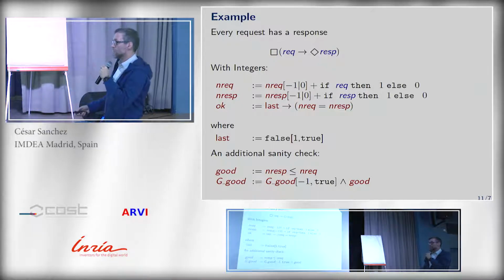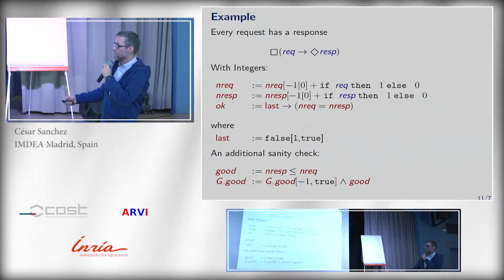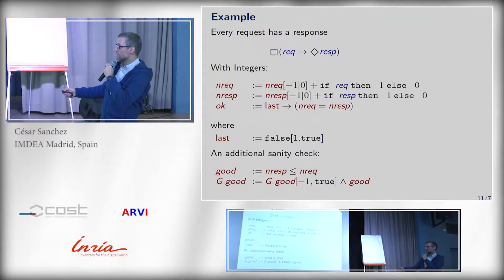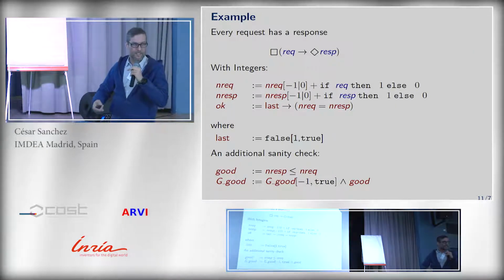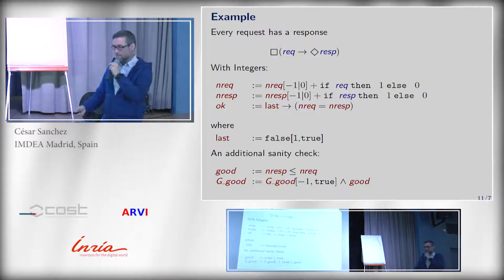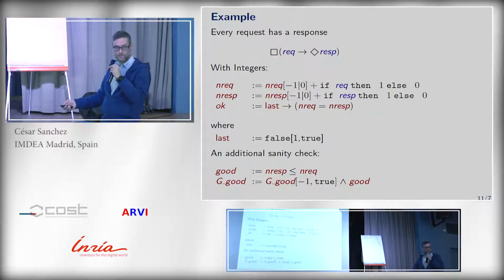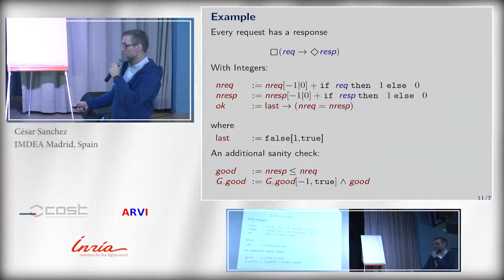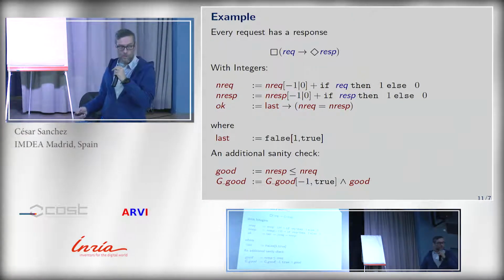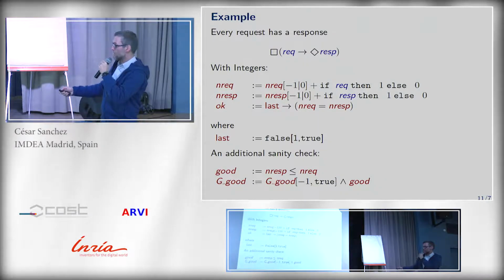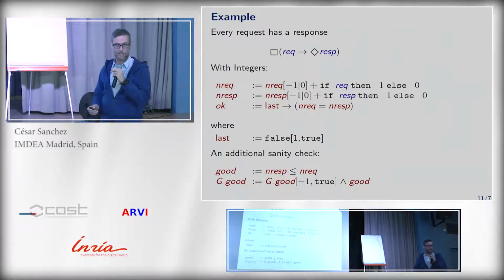Well, an additional sanity check one could say is that this way you're checking that you have the same number of responses as requests, but what if the responses come before the requests? You can rule that out easily by having just these 2 lines, which check at every point that the number of responses is less than or equal to the number of requests. So I would defend that this specification is more truthful to your intention for that formula.